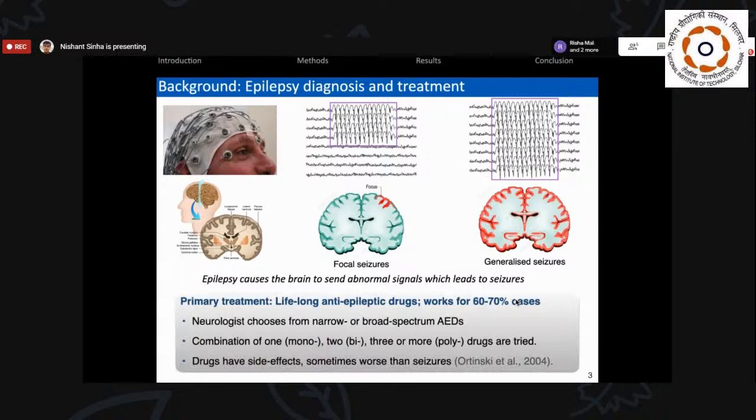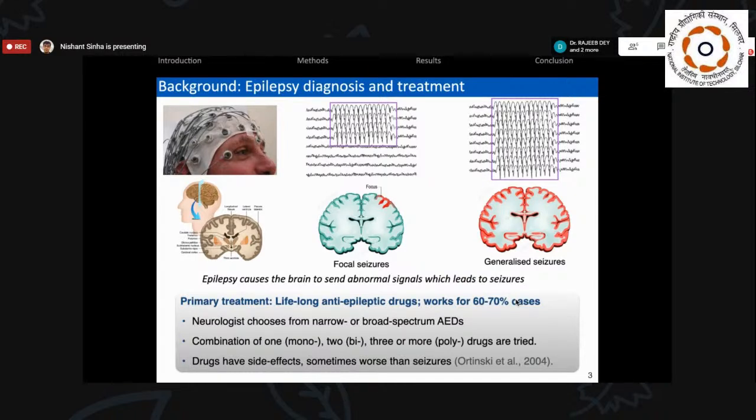So the primary treatment for epilepsy is lifelong anti-epileptic drugs, and fortunately this works for 60 to 70% of the cases. A neurologist would typically choose from a narrow or a broad spectrum anti-epileptic drug. And then often there would be a combination of drugs that would be tried. Sometimes only one drug may be sufficient to stop the seizures, and that is called a monotherapy, or with two drugs, bi-therapy, or three or more drugs, polytherapy.